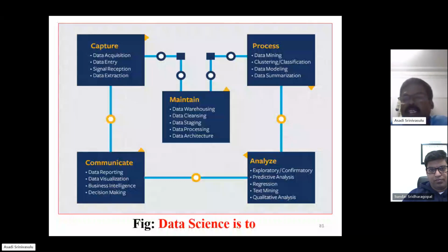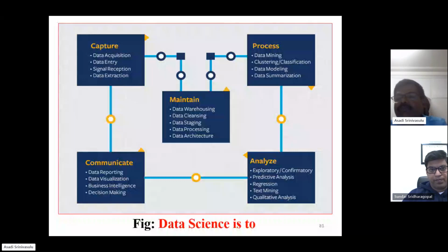Then we are doing data cleansing, data staging, data pre-processing, then data architecture. Then we process the data using data mining approaches like classification, clustering, association rule mining, outlier detection. We perform data modeling and data summarization. Once processing is completed, we analyze the data with various visualization tools, like exploratory analysis, confirmatory data analysis, predictive analysis, regression, classification, clustering, text mining, and qualitative analysis.